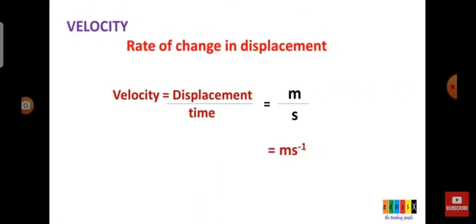Now we see about the velocity. Rate of change in displacement is known as the velocity. Velocity equals displacement by time, that is equal to meter by second, that is meter per second, m s minus 1.